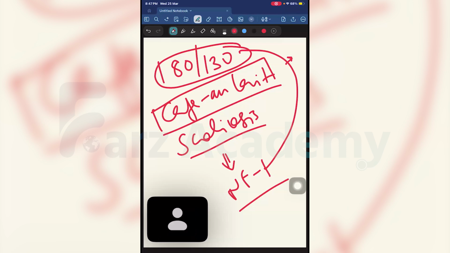MEN? Sorry? MEN, multiple endocrine neoplasia, pheochromocytoma association. Pheochromocytoma. Very good. So the answer is pheo.